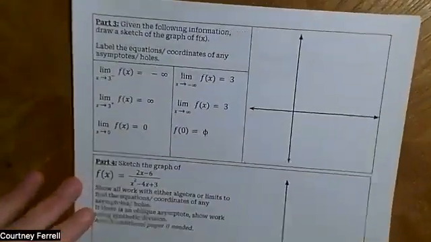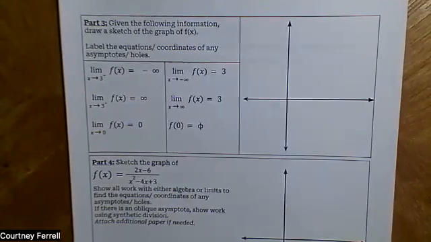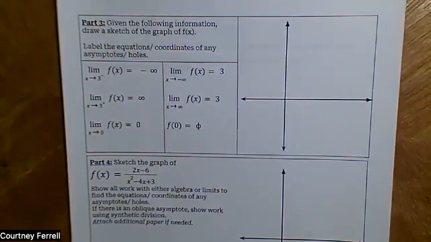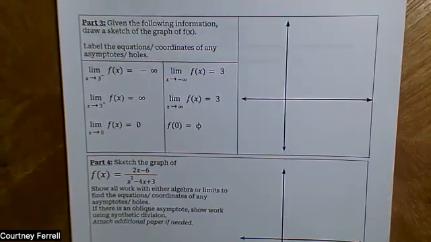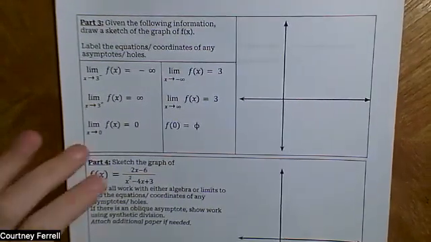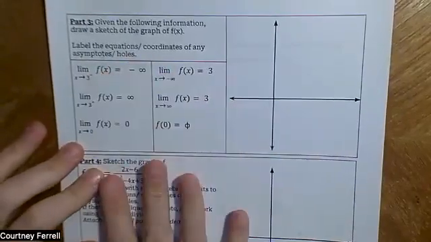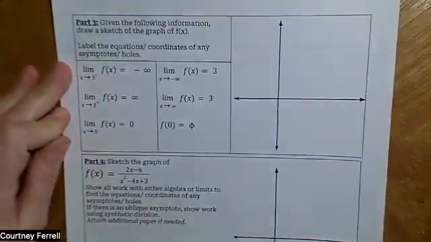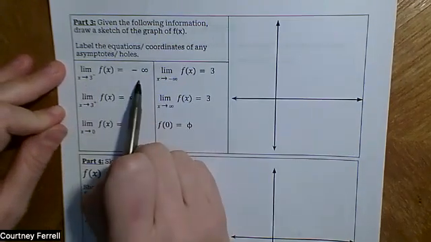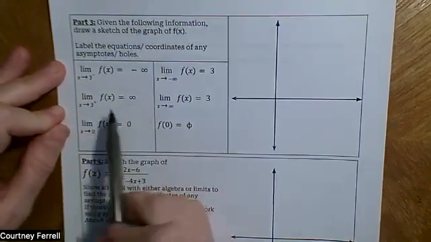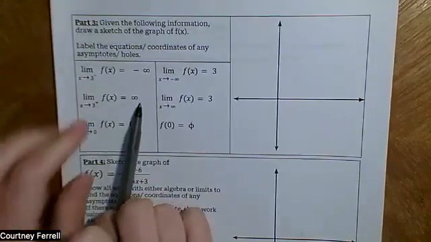Okay, part 3. Given the information, draw a sketch of the graph of f of x. Label asymptotes, coordinates, etc. So they're giving you this information. This is the given information. It's saying that as you approach 3 from the left, it's going to look like negative infinity. As you approach 3 from the right, it looks like it's going to be infinity.